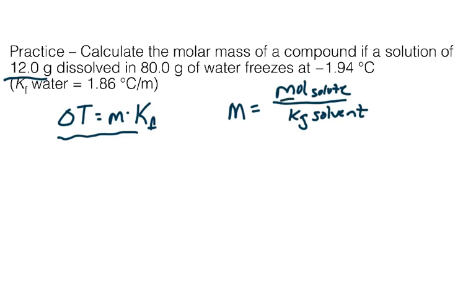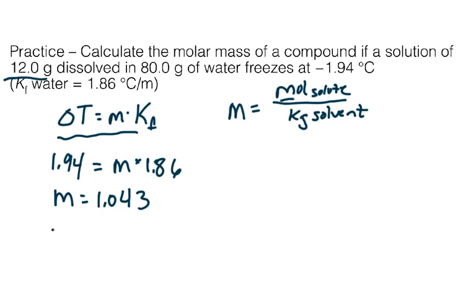Okay, so let's work through that. Negative 1.94. Actually, this is just going to be 1.94 because it's a delta T. So 0 minus something is negative 1.94, so the something is 1.94, which is equal to my molality times my Kf, 1.86. So I can solve for my molality, which is 1.043.